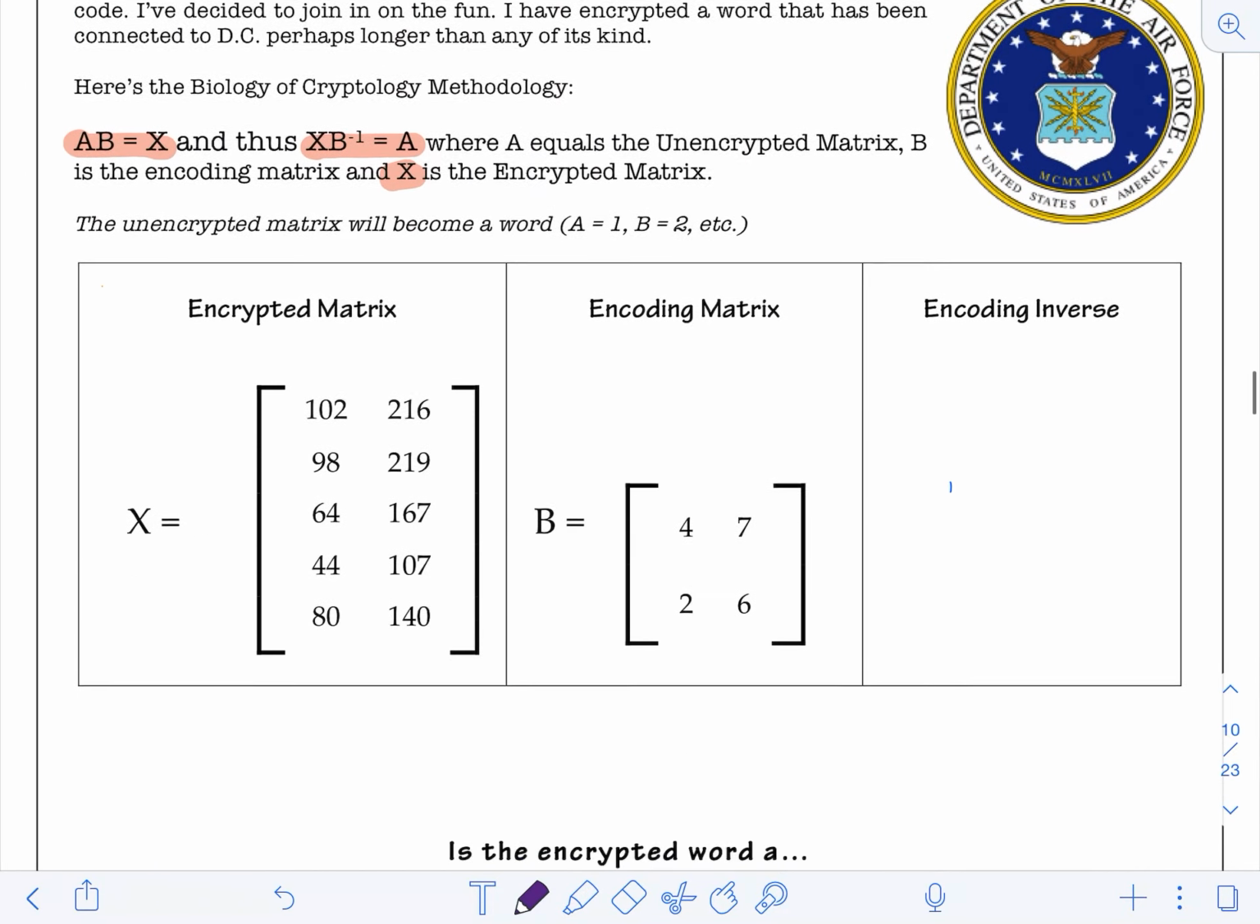So if I want to find out what B inverse is, I'm going to take B, and that's 4, 7, 2, and 6. And I'm going to connect it to the identity matrix. It's 1, 0, 0, 1. Now, complete the elementary row operations to this so that our original matrix B becomes the identity matrix. And as you complete the row operations, you're going to end up with the identity matrix, and the other matrix will be B inverse.